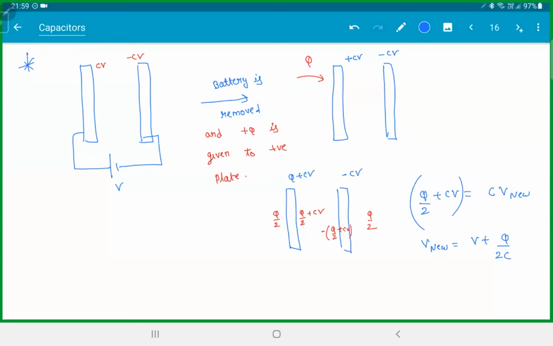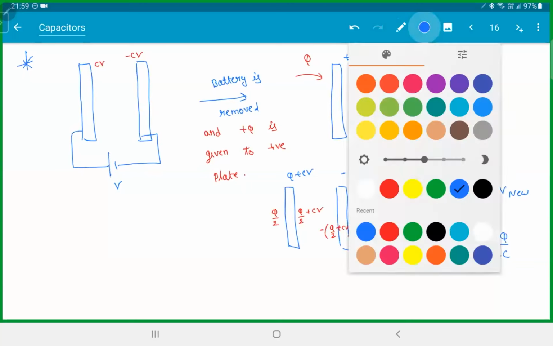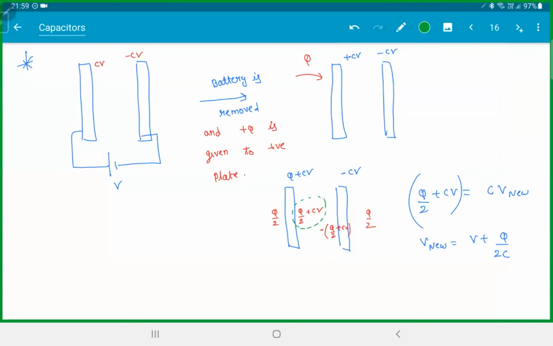So on the positive plate, the charge becomes Q plus CV. Negative plate, it becomes minus CV. You do the charge distribution. So you need to find the charge on the inner surface of the positive plate. So you are actually interested in this charge. That is equal to C into the new potential difference. Please check. This was a JEE question. Sure. Clear. Next one.